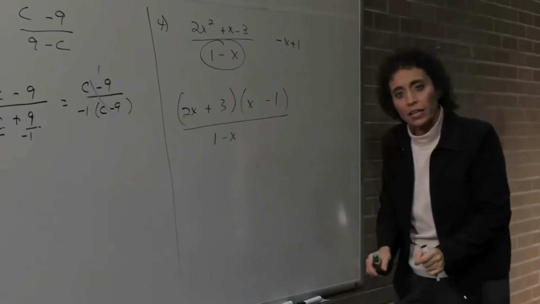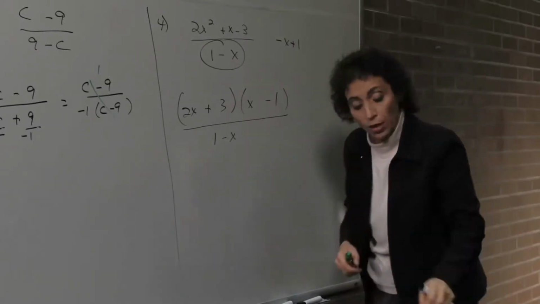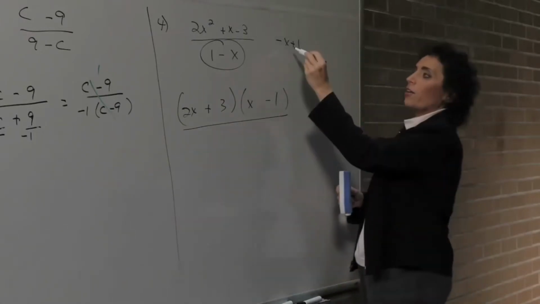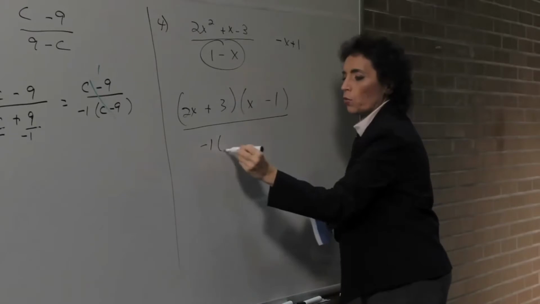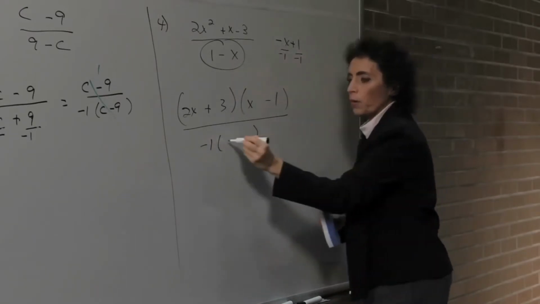But if I rewrite it, then what happens is I have to pull out a negative 1. So that's what I'm going to do. If you see it, that's fine, but I'm going to not see it. Okay, so I'm going to pull out that negative 1. When I pull out the negative 1 and I divide by negative 1, I get x minus 1.